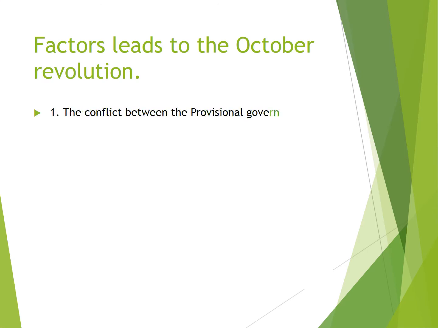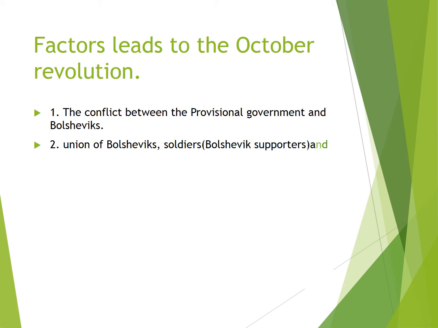The first factor was the conflict between the provisional government and the Bolsheviks. There was a lot of conflict between the present government and a community of people called Bolsheviks. The union of Bolsheviks, soldiers, and workers. The Bolsheviks community were united together and they had a combination of the soldiers and workers.